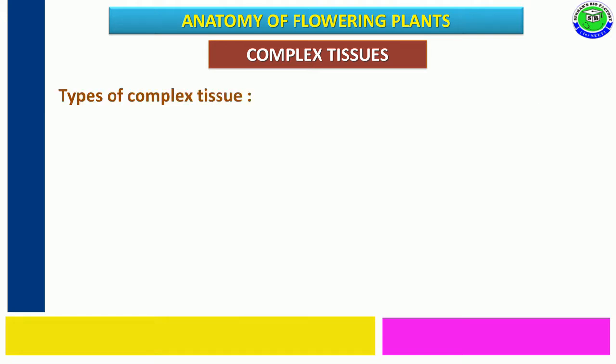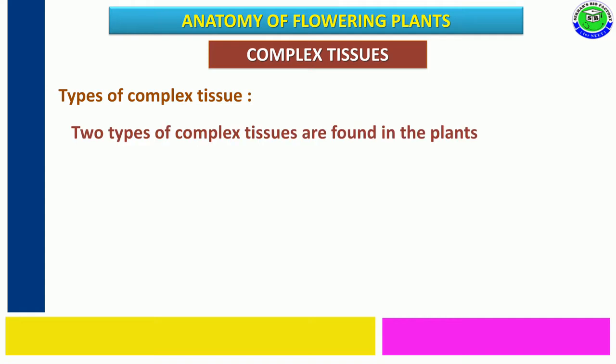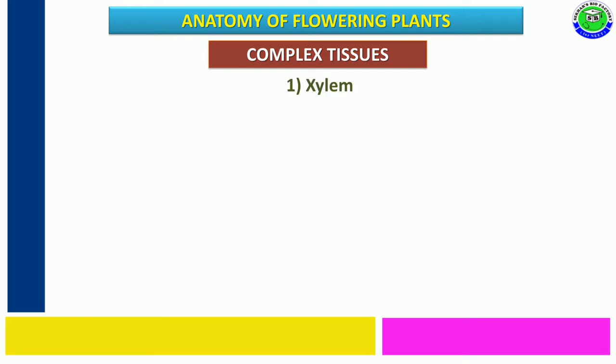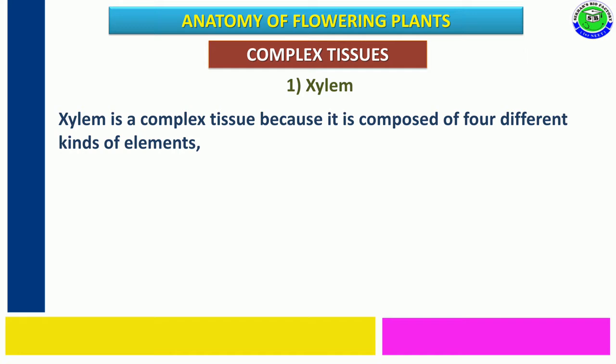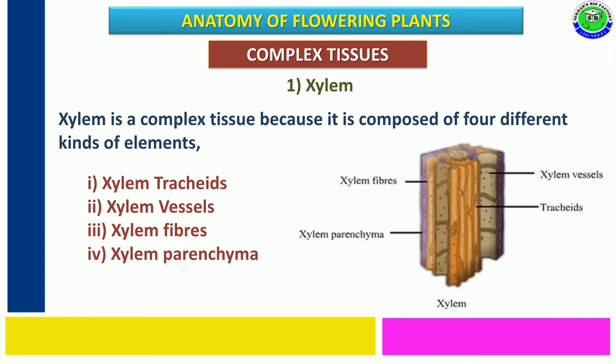There are two types of complex tissues in the plant body: one is xylem and the other is phloem tissue. Xylem is a complex tissue because it structurally has four different types of cells but commonly performs a single function. The components of xylem are xylem tracheids, xylem vessels, xylem fibers and xylem parenchyma.